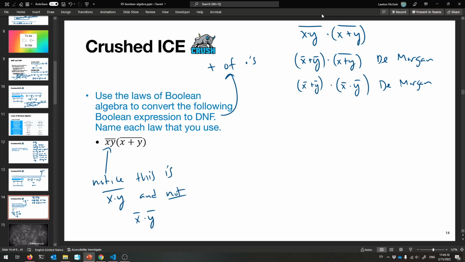Let's see. What would we like to do? We'd like to get all of the timeses by themselves. We'd like to have the plus at the outermost level. So I think the trick is going to be to distribute all of this into each of these sides. Does that make sense? If we use the distributive law, then we could have the plus be the outermost operation.